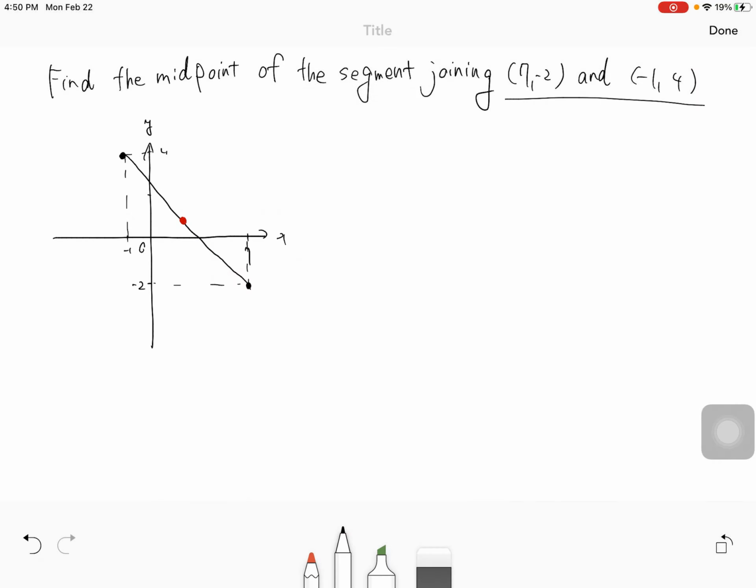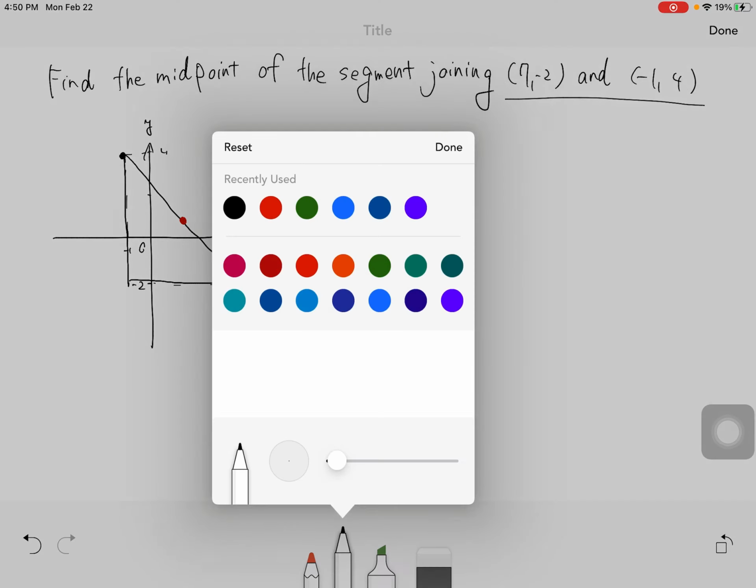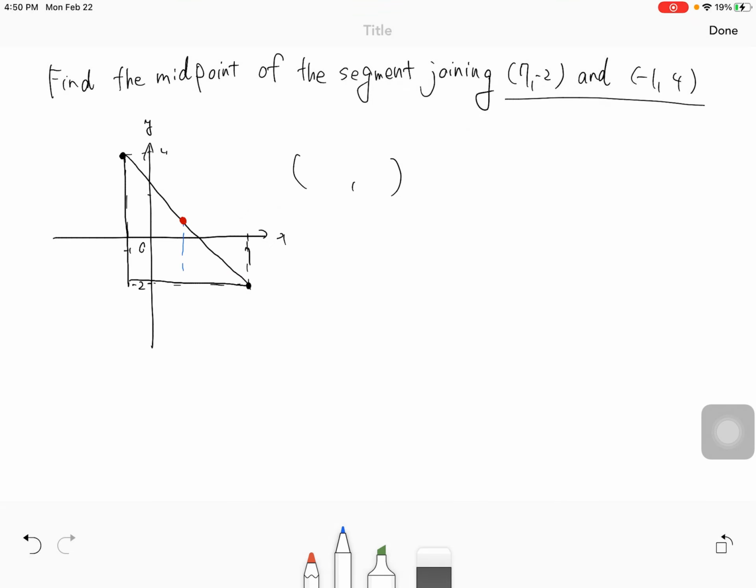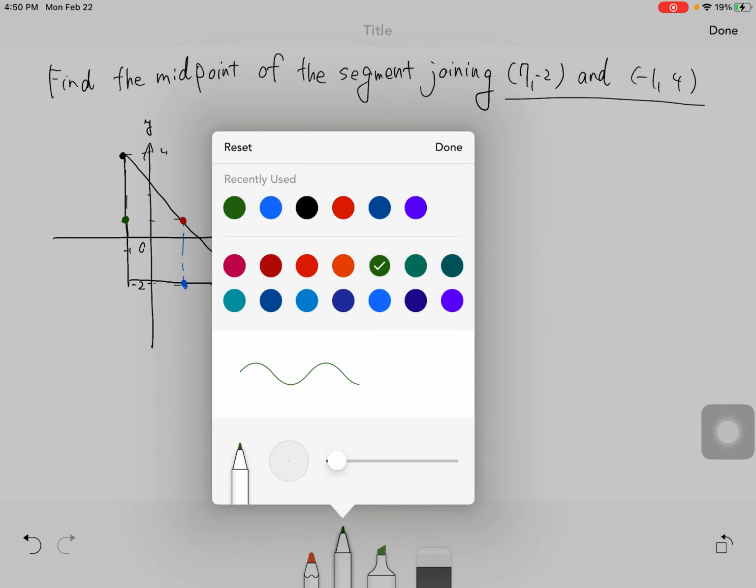Then you have to find the x value and y value of this red point. How can you find it? What I would do is first I sketch a triangle here. That's because anyway you have to find the x value and y value of this red point. I mean, you have to find the x value here and also the y value here. You know what I mean?